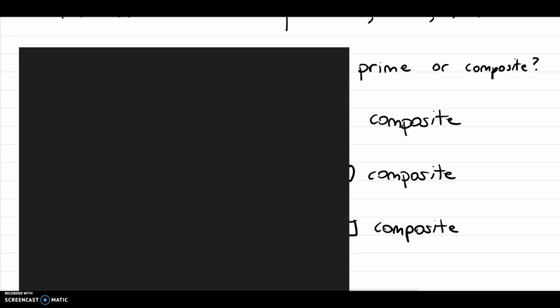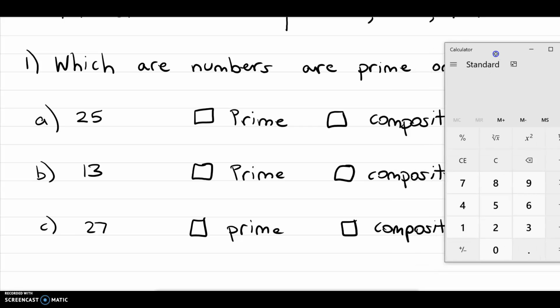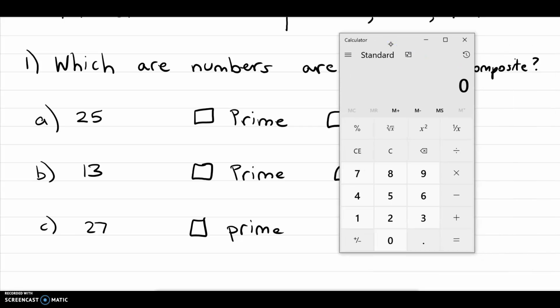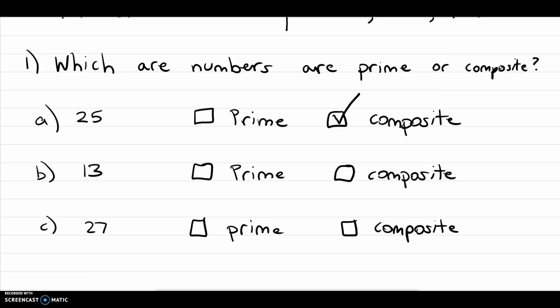All right, so to figure this out, we're going to want to use our calculators and use those rules that we did before. So 25, I know 25 can't be divided by 2, so I know that 2 is not a factor. So I know I can do 1 times 25, and I get 25. I know 25 and 3 don't work. That number does end in 5, though. So 25 divided by 5, that gives me 5. So the factors of 25 are 1 and 25, and 5 times 5. So that makes it composite, because it has more than just 1 and itself as factors.